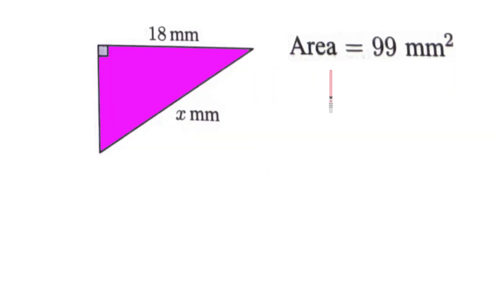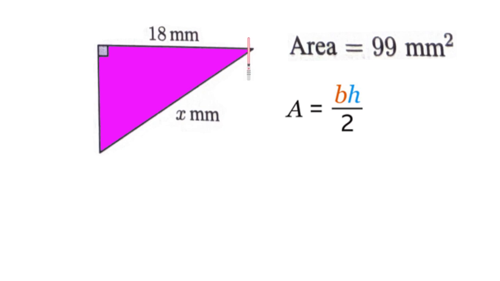Given that the area is 99 millimeters squared, we need to find the length of this hypotenuse. So if we use the formula for the area as being base times the height divided by 2, we need to identify which is the base. The base has to be 90 degrees perpendicular to the height.